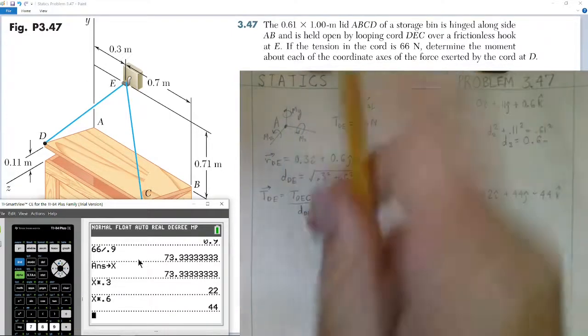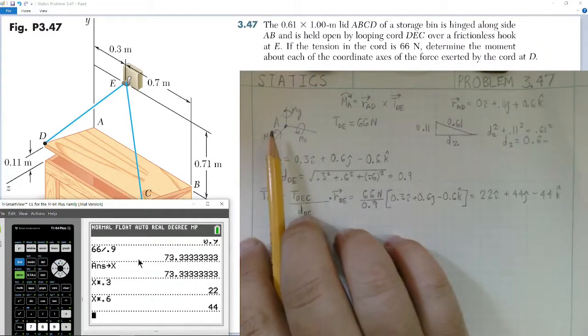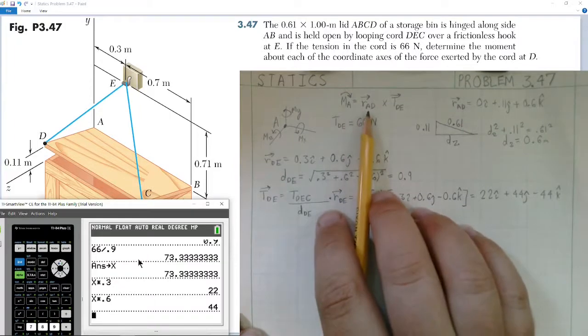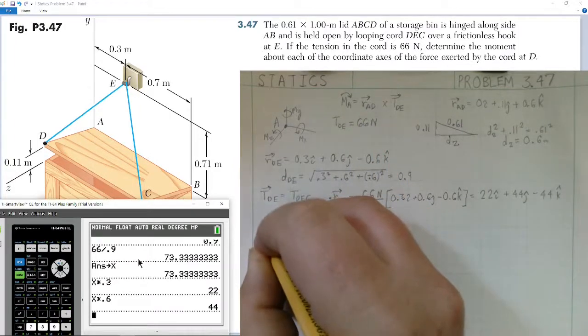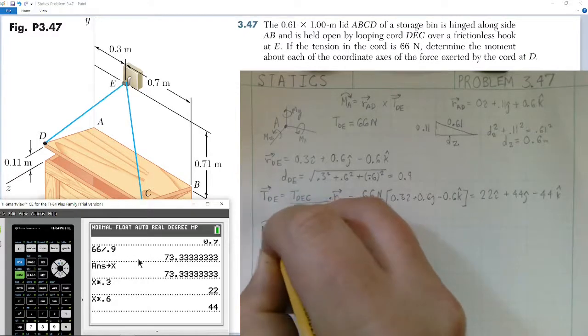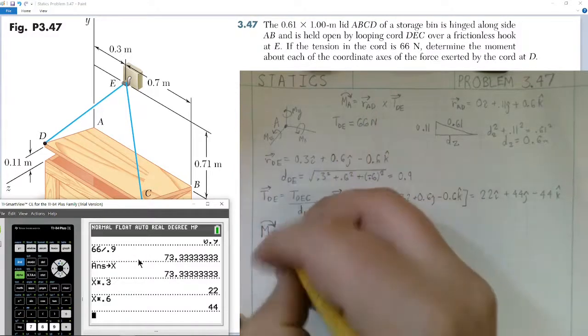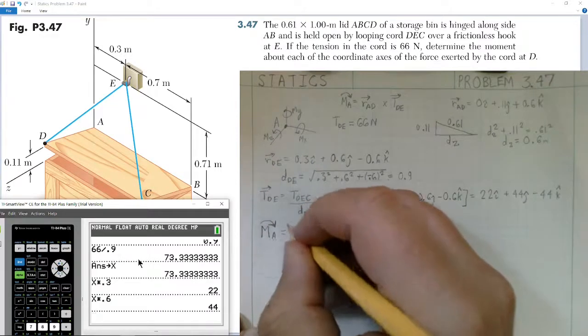Then we're going to use that to find the components of each around the x, y, and z axis. So we're going to find our moment about A next. So we're going to do our determinant of our matrix. So moment about A equals a cross product here, which is going to turn into the determinant of our matrix.